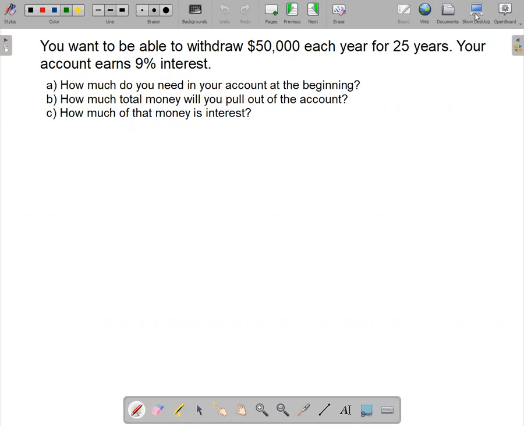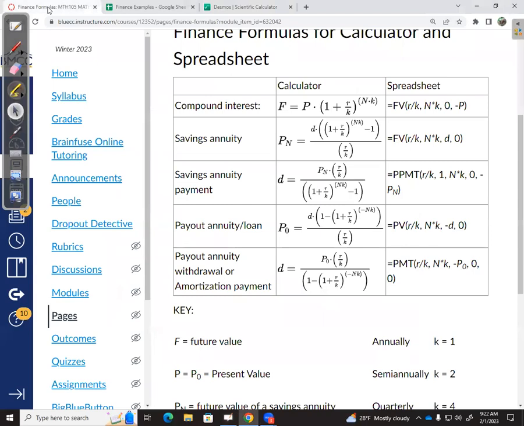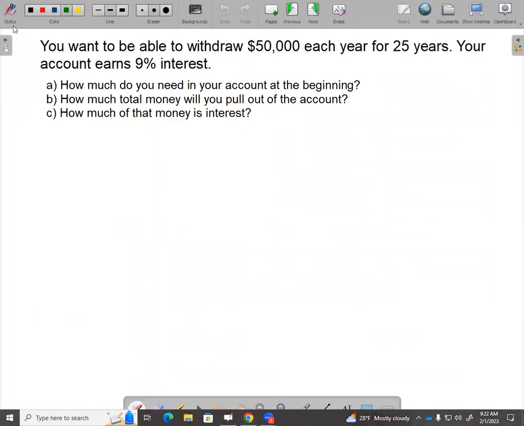So if we look back at our cheat sheet, I know the payment here. So I'm in this payout annuity, the second to last line, and that'll help me calculate what I should start with to be able to use that payment. So let's make a note of what we know here.